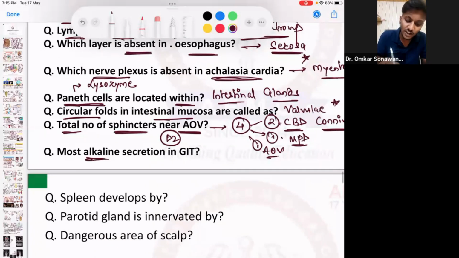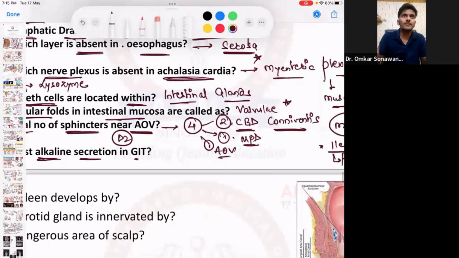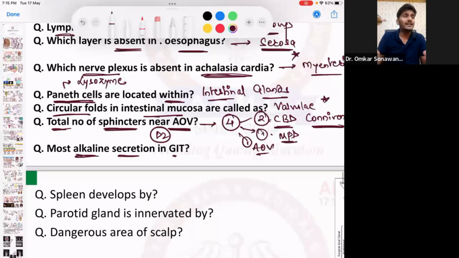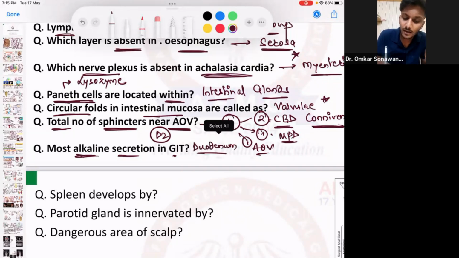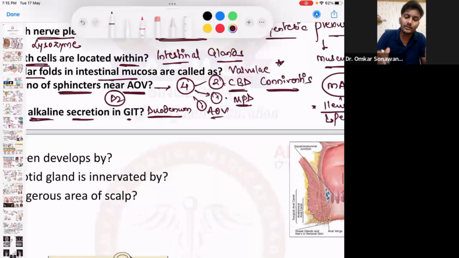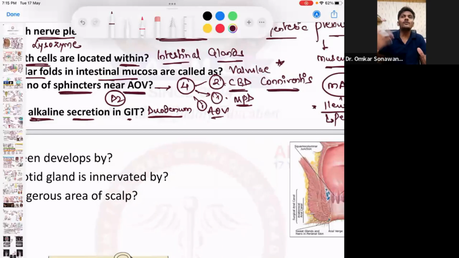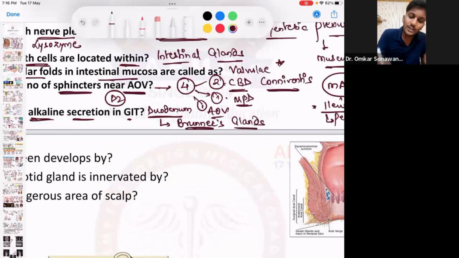Then, the most alkaline secretion in the GIT. This is a physiology question, but I am relating it to anatomy. Which part has the most alkaline secretion of the GIT? Very good, the duodenum. The most acidic is from the stomach, obviously. So the most alkaline is from the duodenum, followed by the pancreas. The pH reaches almost 8. And these secretions are from which glands of the duodenum? Brunner's glands. No issues with this.